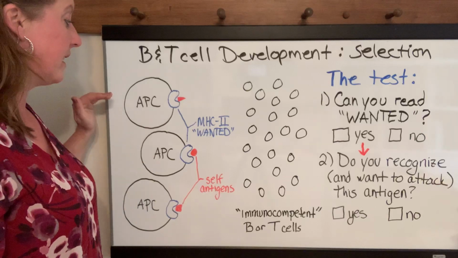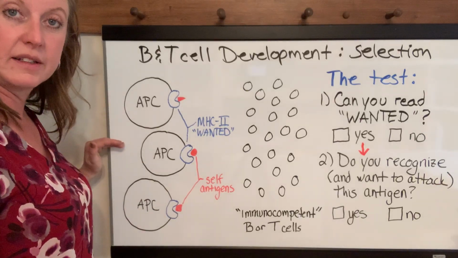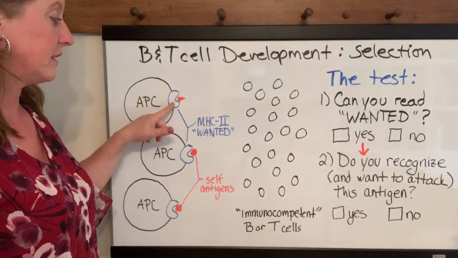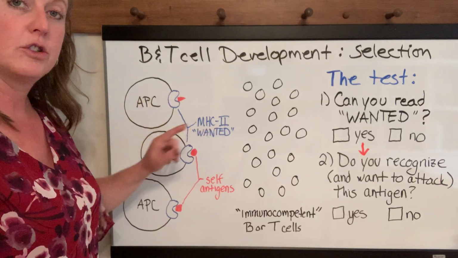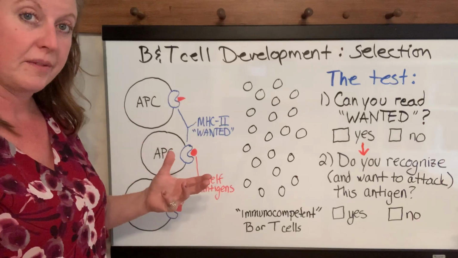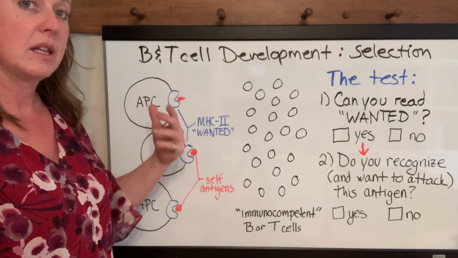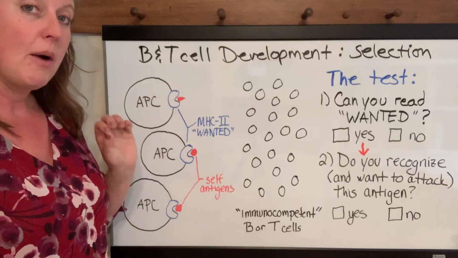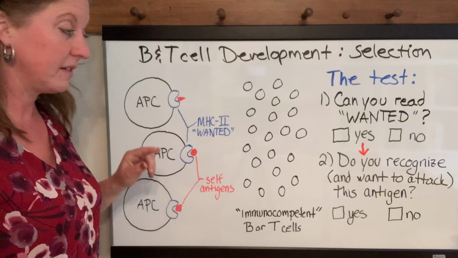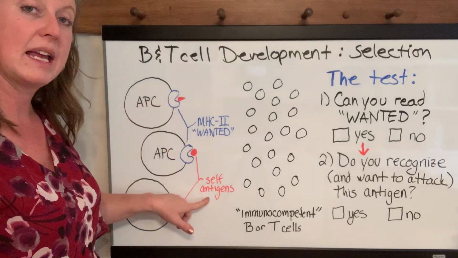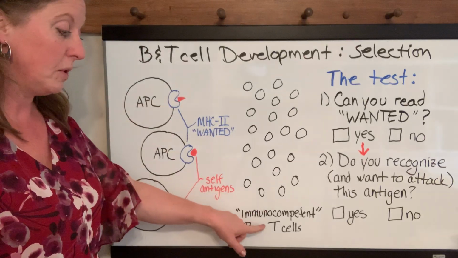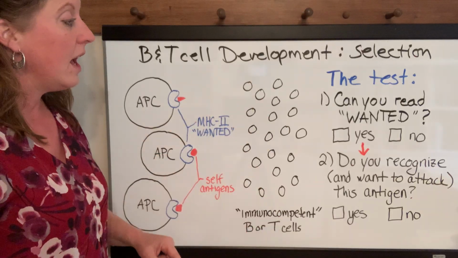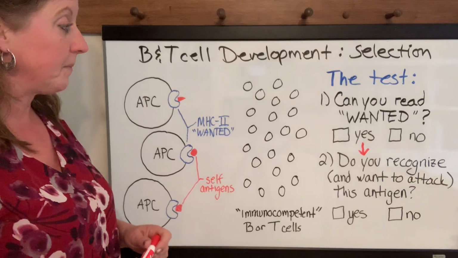Either way, though, the testing is conducted by antigen-presenting cells, such as macrophages. Now recall that antigen-presenting cells always have an MHC2, which is like a wanted poster. And in the circulation and in the body, that MHC2 always displays foreign antigens. However, in the process of selection, these MHC2s are going to display self-antigens to the immunocompetent or immature B and T cells.